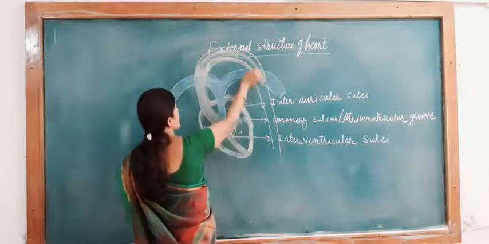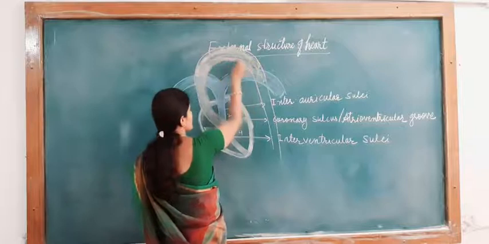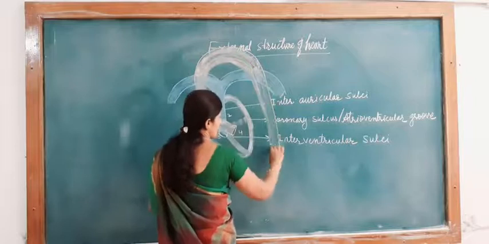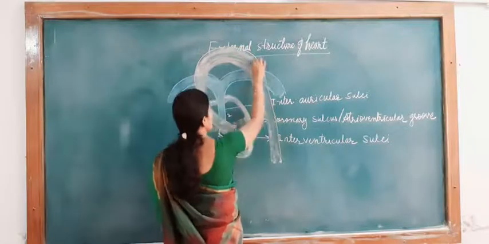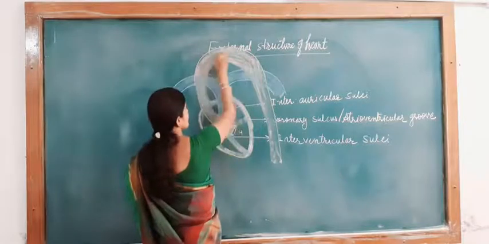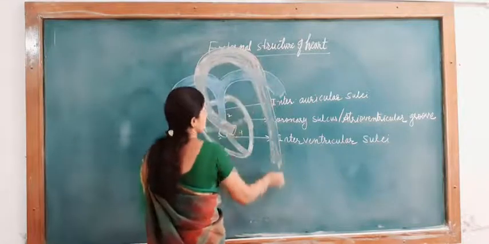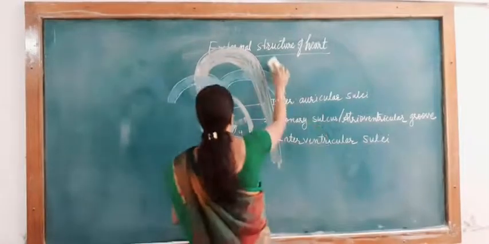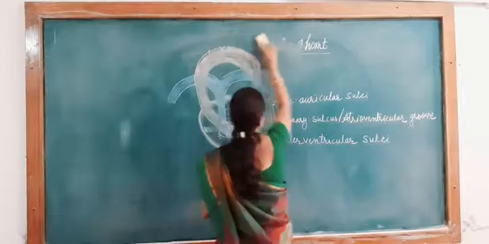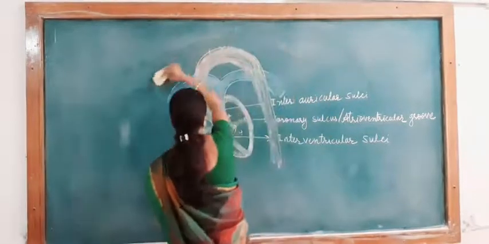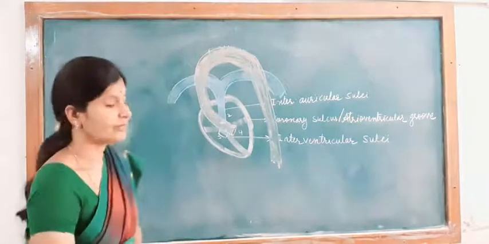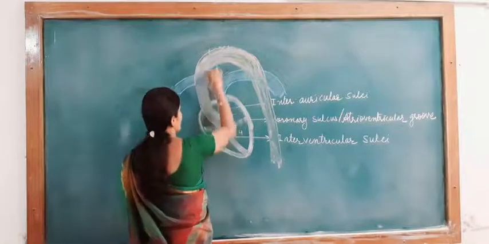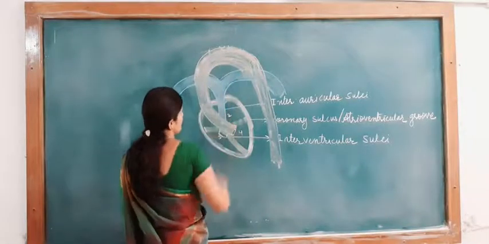The largest artery in the human body is the systemic aorta. It goes downward. It has been broadly divided into three parts. So this is the systemic aorta, as we call it.